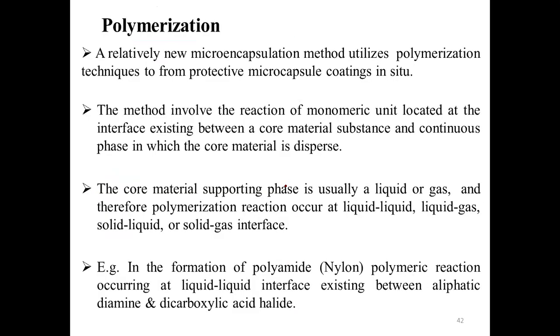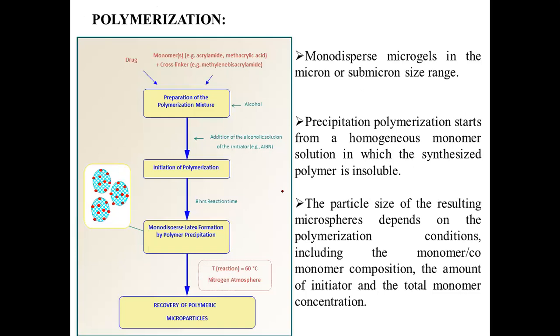So polymerization is an advanced technique where the reaction of the monomeric units, located at the interface between the core materials and a continuous phase of the core materials, is carried out. For the initiation purpose, we have to add some initiators. And after 8 hours of reaction, the monodisperse polymer precipitation will occur, and we can recover the polymeric microparticles.